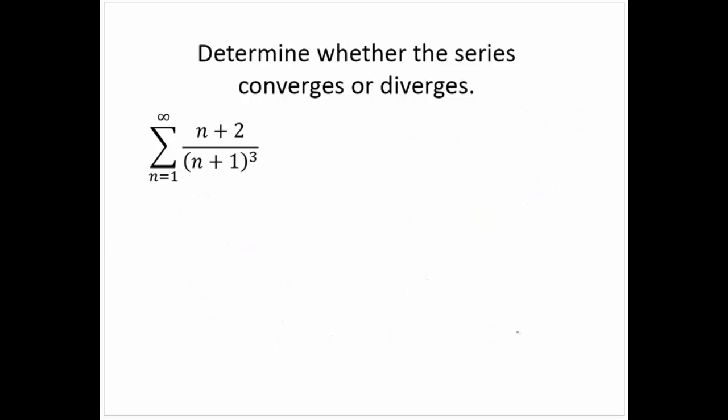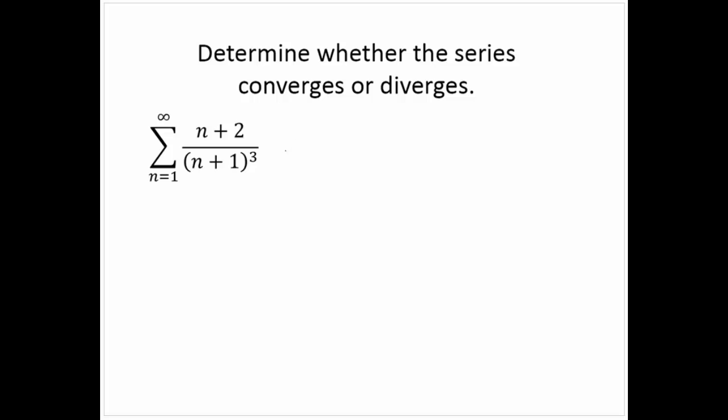Let's see another example. Determine whether the series converges or diverges, and here we have sigma n equals 1 to infinity of (n plus 2) over (n plus 1) cubed. All right, so we're increasing the numerator, we're increasing the denominator. It would be difficult to find a straight comparison here. But what I do notice is that the numerator is of degree 1 and the denominator is of degree 2.